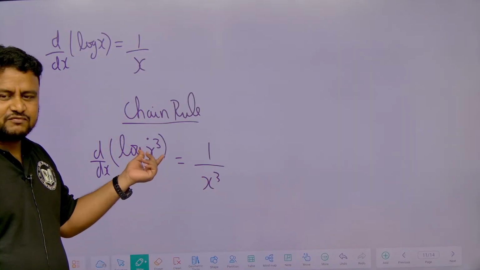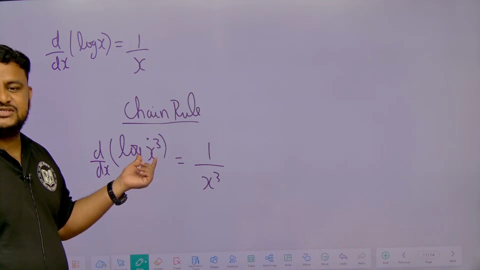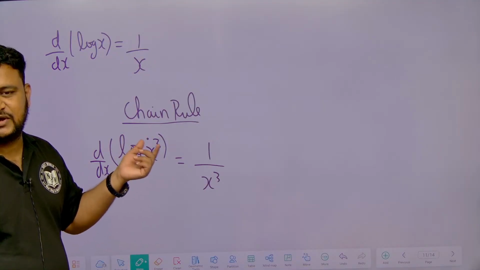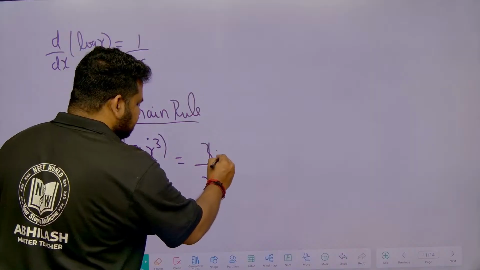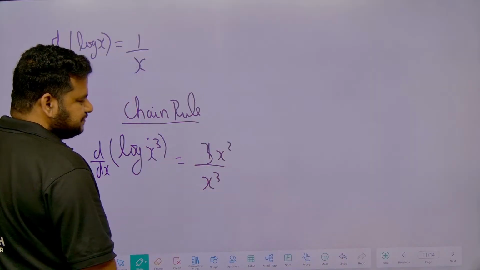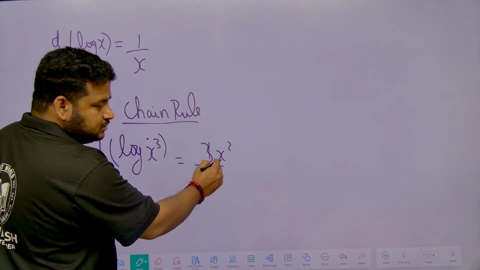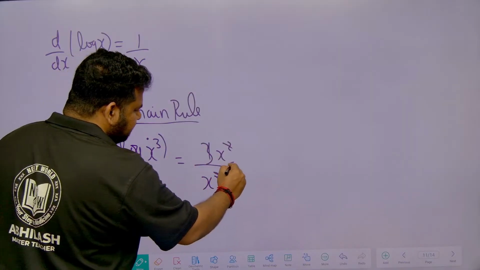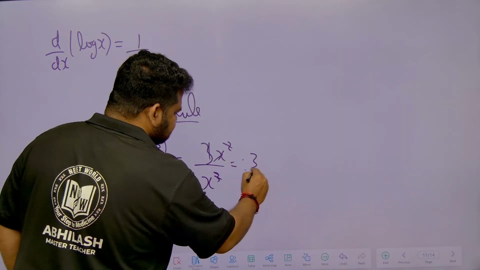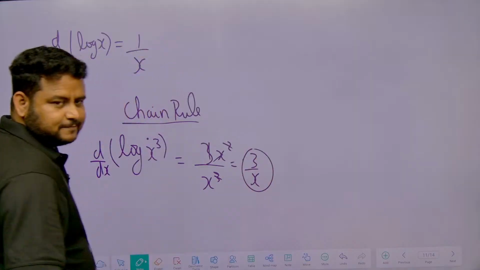Now you have to differentiate what is inside, x cube. Differentiation of x cube is 3x square. This is what we got. Can we cancel this? Yes. Here 2, here 1. This will be cancelled and I will get 3 by x.